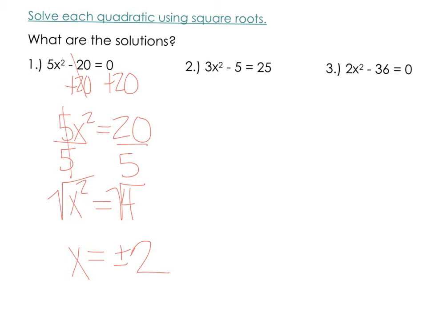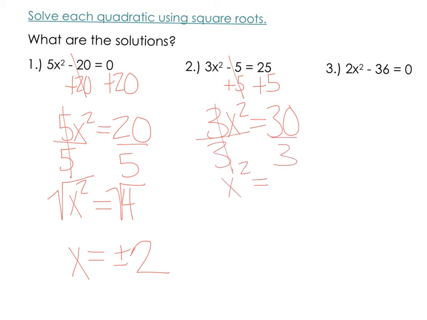Okay, for the next one, solving it the same way I did before, move the number over first, so I'm adding 5 to both sides. I end up with 3x squared is equal to 30. And then I am going to divide by 3 to get the x by itself. So x squared is equal to 10. And then finally I am going to take the square root. Okay, so square root of x squared is x, and then the square root of 10 is not going to end up being a whole number. So we're going to leave it as plus or minus the square root of 10.